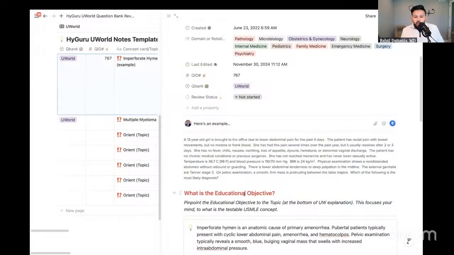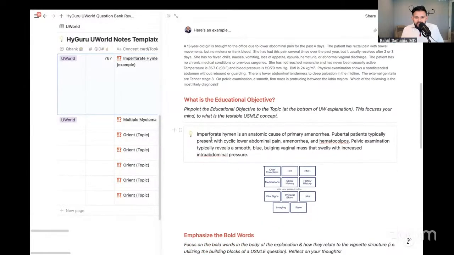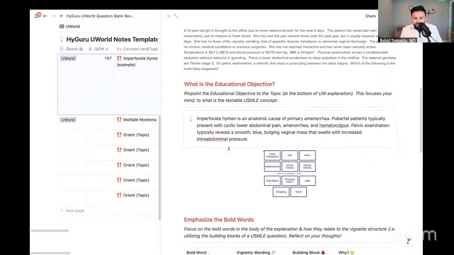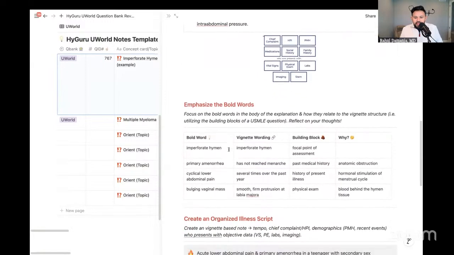So what I first will do in this template is I would capture the educational objective. After you orient, you want to capture what is going to be the educational objective. Then what you want to do is you want to start relating the bold words to the vignette wording, as well as the building block of where you found it in. For example, the bold word of primary amenorrhea, in the explanation, they put in the vignette, has not reached menarche.